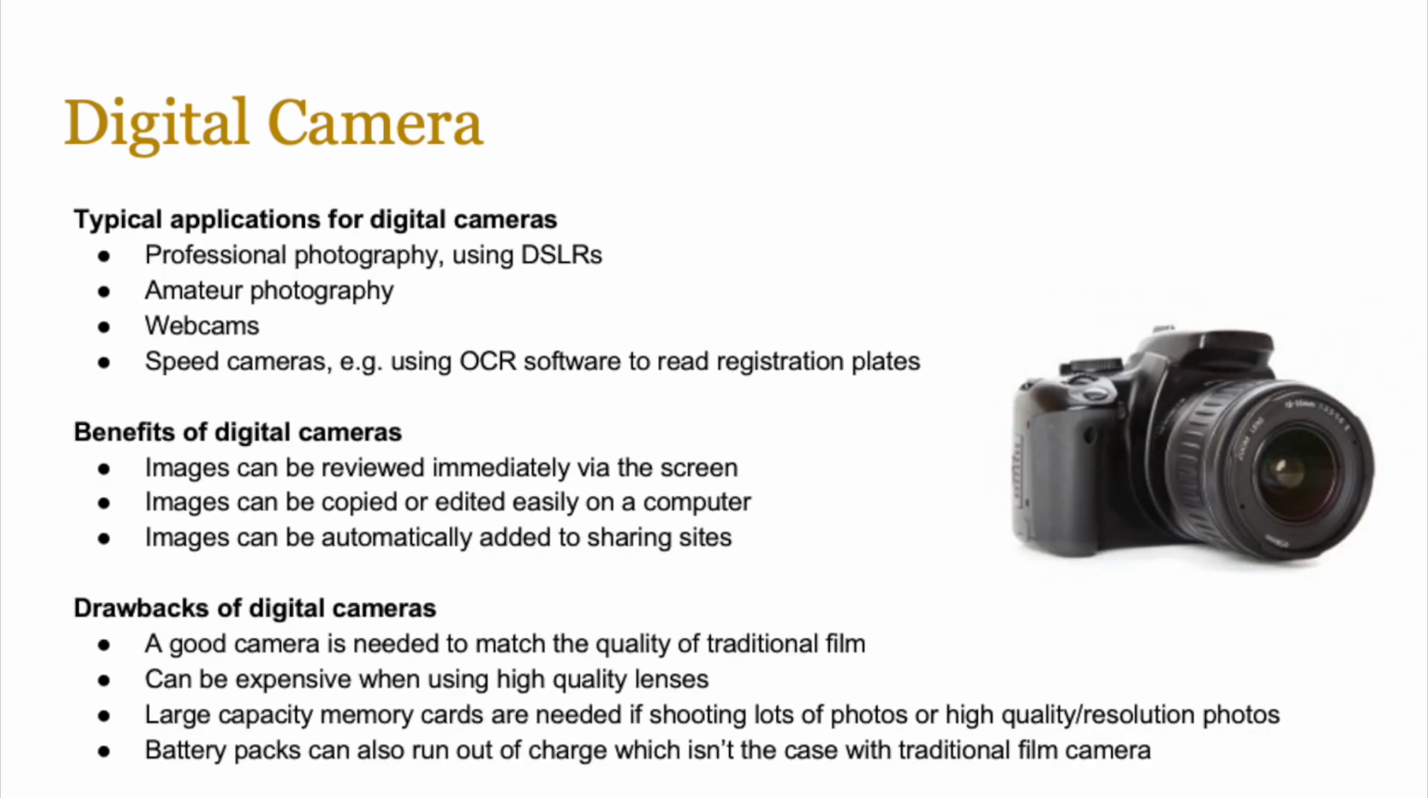So what are the typical applications for a digital camera? Well, they're used for professional photography or amateur photography. Now, amateur photography is basically you taking pictures on your own. It's a hobby rather than at a professional level. Of course, you can use them for webcams, and they can also be used for other applications like speed cameras, where you use optical character recognition software to detect number plates for speeding cars. Even autonomous cars are using cameras these days to record video and then decipher what's going on in a particular scene.